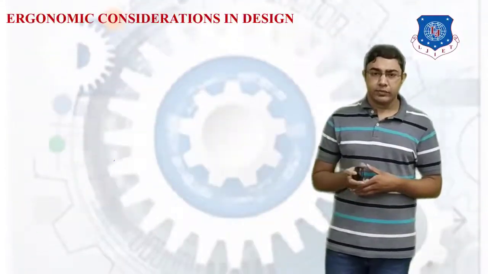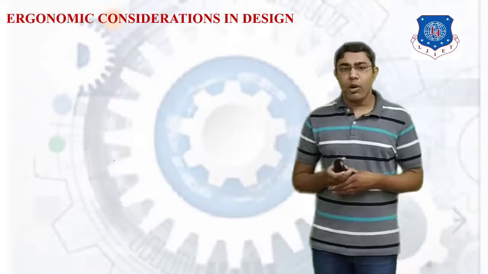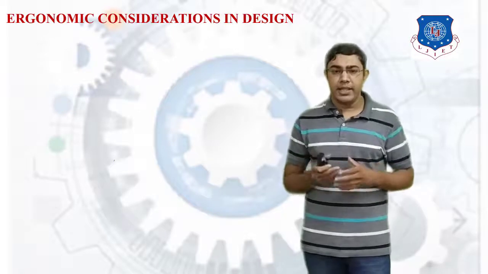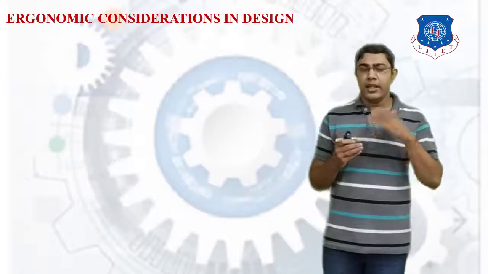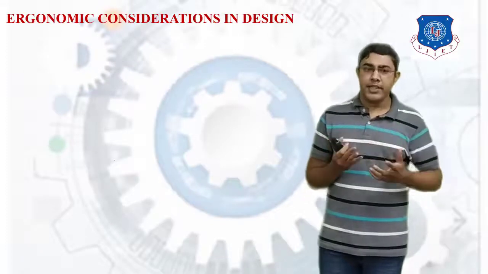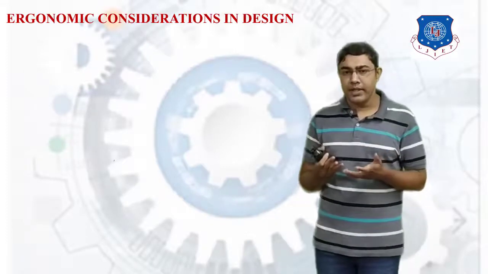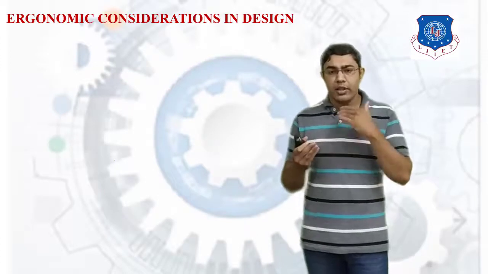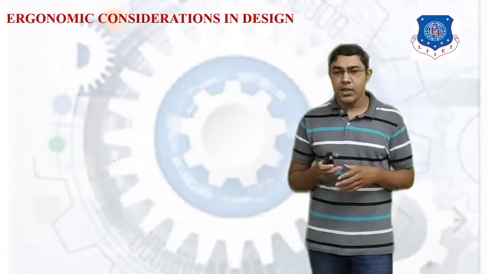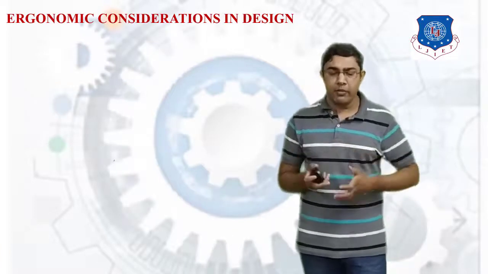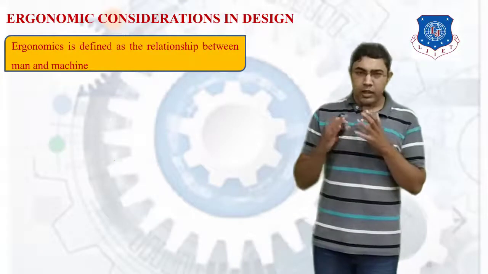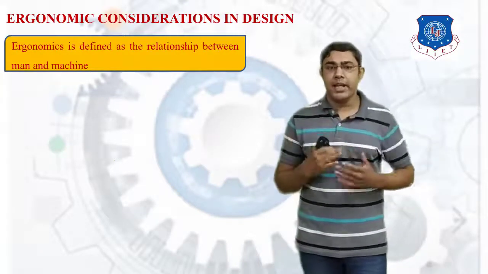Now next is ergonomic considerations in machine design or element design. As we learned in the first lectures, we have to consider the manufacturing considerations and ergonomic considerations. So in these lectures we learn the ergonomic considerations in design. So what is the meaning of ergonomics? Ergonomics is nothing but the relation between man and machine.